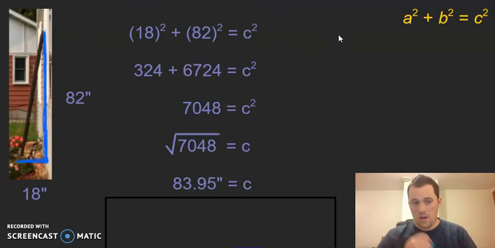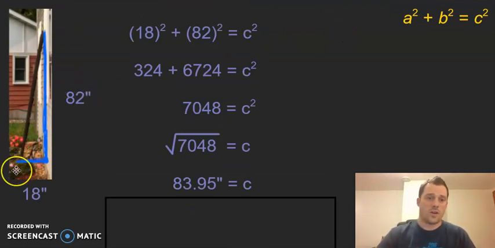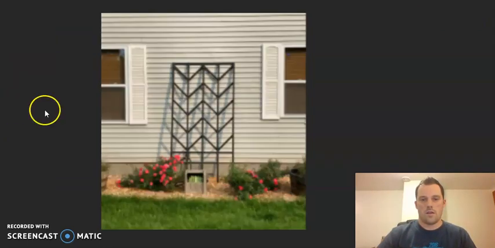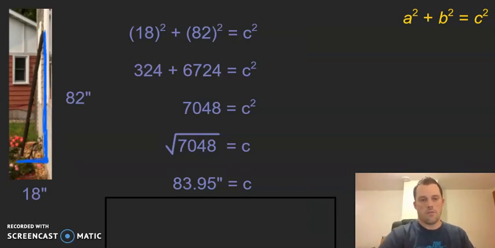84 inches. So because with this project, it doesn't have to be exact, I was able to take that, round it up to 84 inches. So then these legs on my trellis, the 2x2 boards that I bought, I was able to cut at 84 inches to make it fit exactly how I wanted it to.